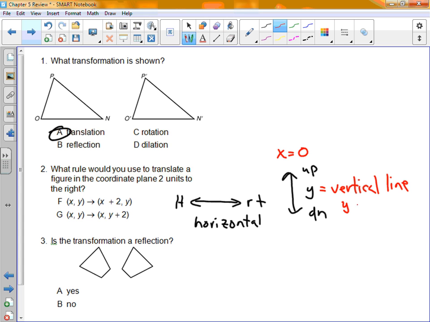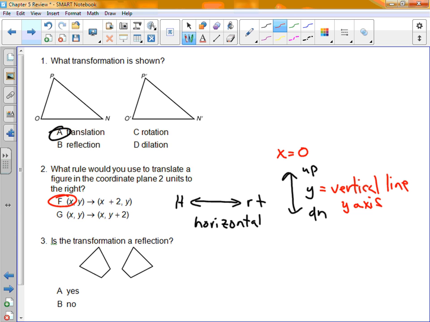The y-axis, which is how you move up and down. Again, up being positive, down being negative. Okay, then I want a horizontal move to the right and left. So the one of these that would move 2 units to the right would be F.